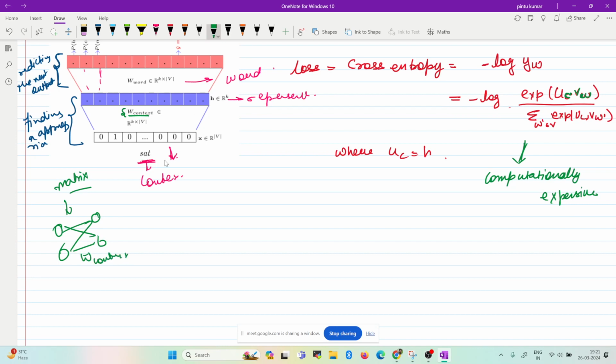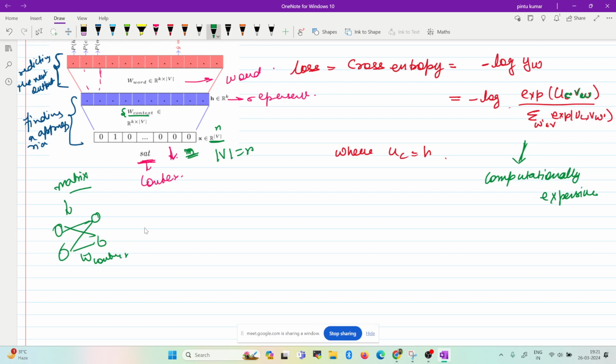If you have an input, I'll change this notation to R^n, where V is n. So let's say this is an n dimensional vector that you are having as an input. What is the dimension of this matrix W that we will have?